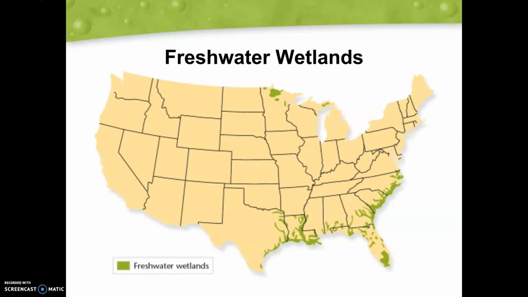So if we take a look, we can see this map all the way down the coast here, around our southeastern border of the United States. So we can see a little bit in Virginia, North Carolina, South Carolina, Alabama, Georgia, Florida, Louisiana. All those different places have these freshwater wetlands that we can see.